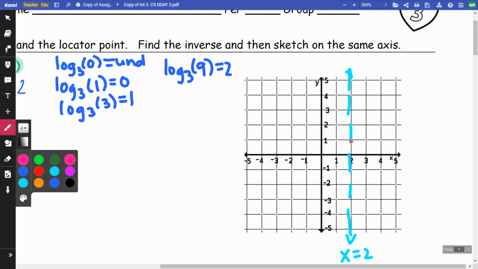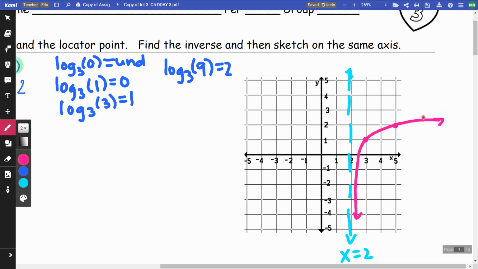So when I'm doing this and I go out 1 from here, log base 3 of 1 is 0. When I go out from here 1, 2, 3, log base 3 of 3 is 1. And I'm not going to be able to fit 9. But the graph is going to be coming like this, and getting closer and closer to x equal 2.